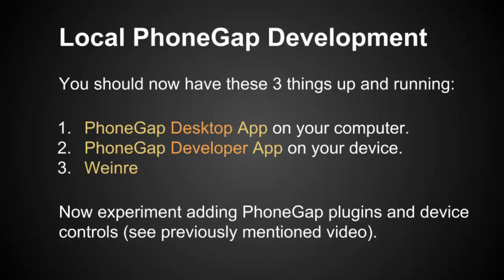So now you know how to do local PhoneGap development, and it's pretty easy with these new tools. You should now have these 3 things up and running: the desktop app, the developer app, and Weinre. Now try experimenting by adding those PhoneGap plugins and device controls that we did in the first tutorial. That should do it for now.